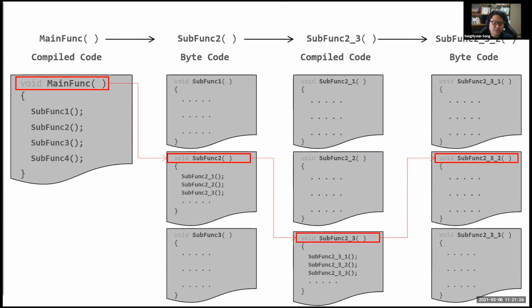Each function exists partially as bytecode and partially as compiled code. Because of that, we need to call the compiled code from bytecode and bytecode from the compiled code. This cross-call between different code types makes the ART structure more complicated. So let's see how ART cross-calls the different code.